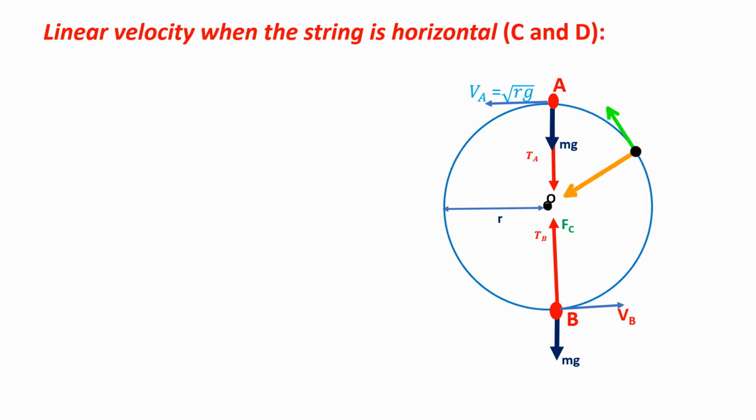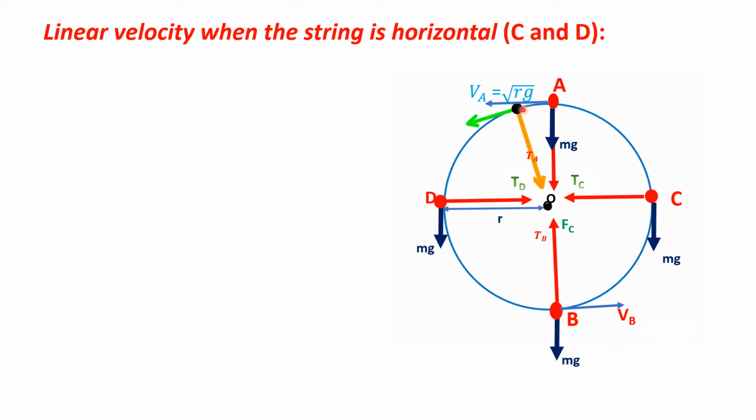Linear velocity when the string is horizontal, at points C and D. So consider a point mass object of mass m tied to a string of length r and performing vertical circular motion. Point A is the uppermost position, point B is the lowermost position, and points C and D are arbitrary positions but at the horizontal.